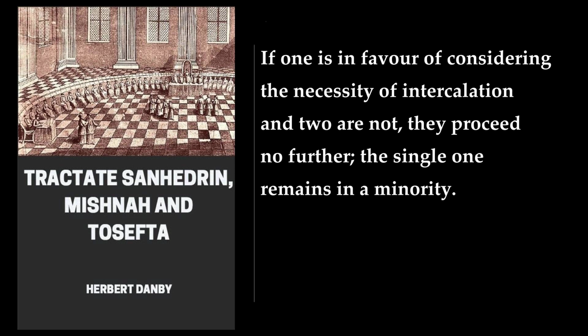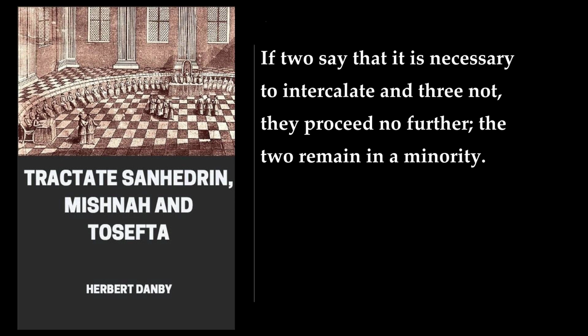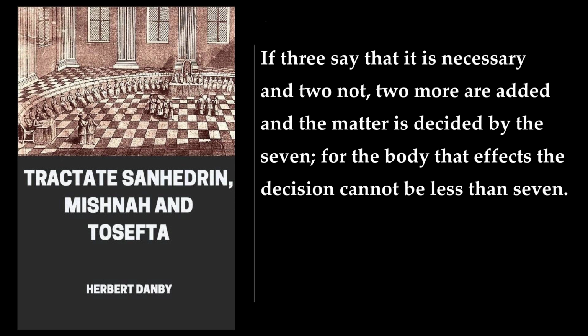If one is in favor of considering the necessity of intercalation and 2 are not, they proceed no further, the single one remains in a minority. If 2 are in favor of considering it and 1 not, 2 more are added, and the 5 discuss the matter. If 2 say that it is necessary to intercalate and 3 not, they proceed no further, the 2 remain in a minority. If 3 say that it is necessary and 2 not, 2 more are added and the matter is decided by the 7, for the body that effects the decision cannot be less than 7.